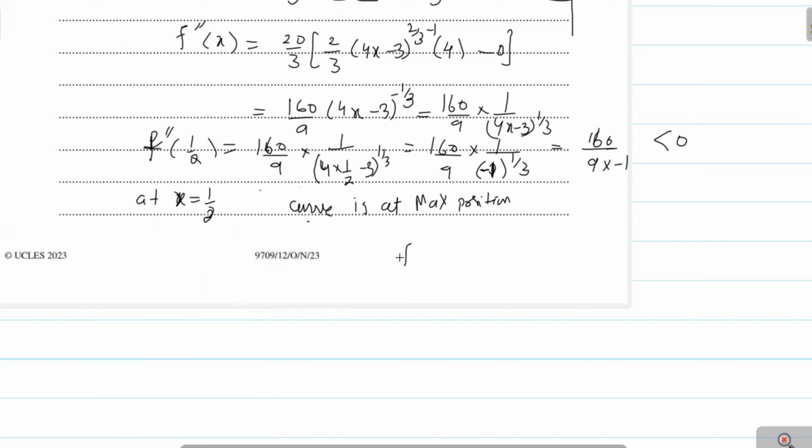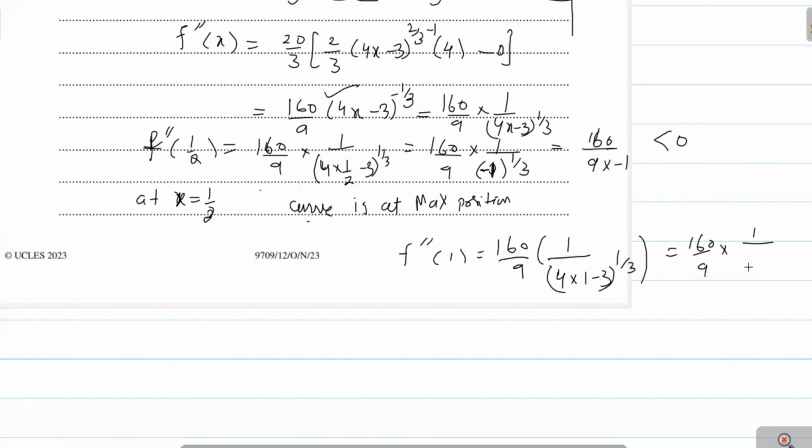Next is f double dash of 1. Here it becomes 160 over 9 into 1 over 4 into 1 minus 3 power 1 over 3. We can write this value as 160 over 9 into 1 over 1 power 1 over 3. This value is positive, greater than 0. Therefore, at x equal to 1, the curve will be minimum. The curve is at a minimum position.